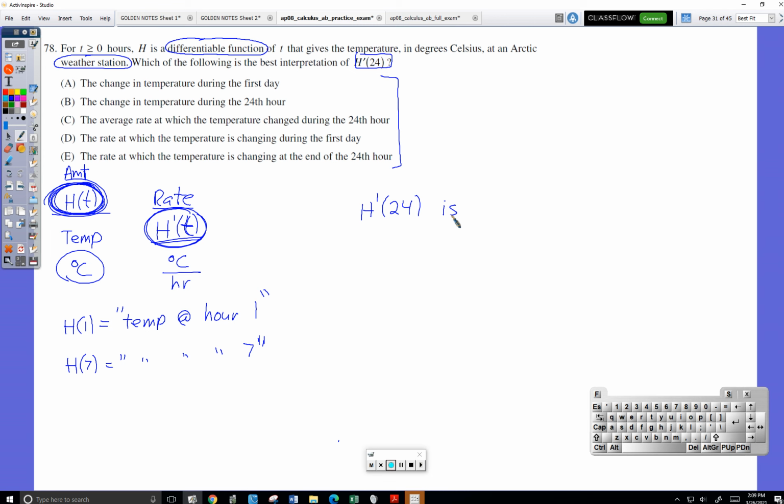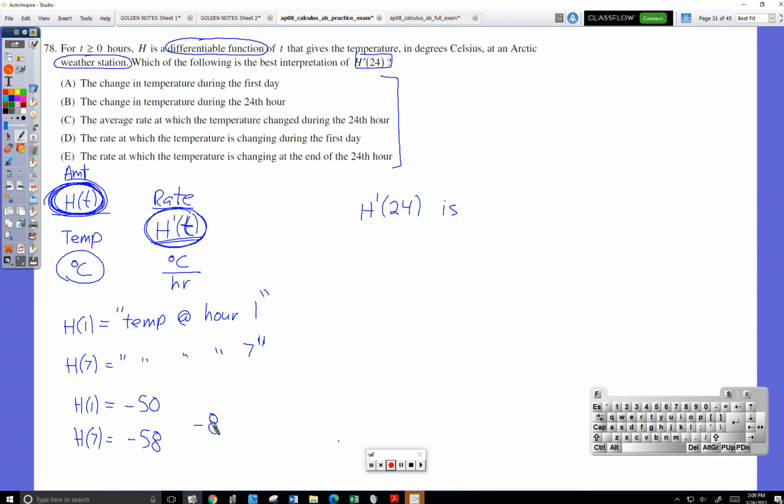So tell me again what H represents. Temperature. So let's do a little example. Let's say the temperature at time 1, I'm just going to make up numbers to make it easy to talk about, happens to be, it's an Arctic weather station, so I guess we should make it cold, negative 50. Then the temperature at hour 7 is negative 58. So between those two, the temperature dropped by 8.